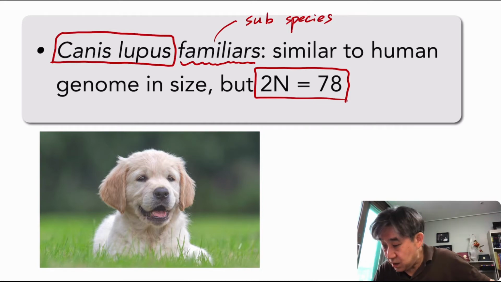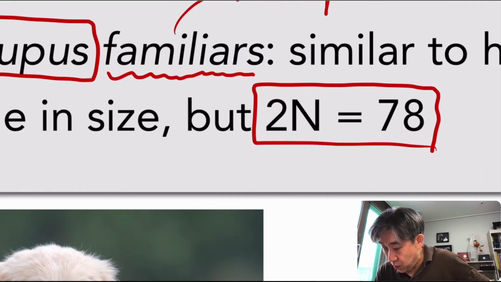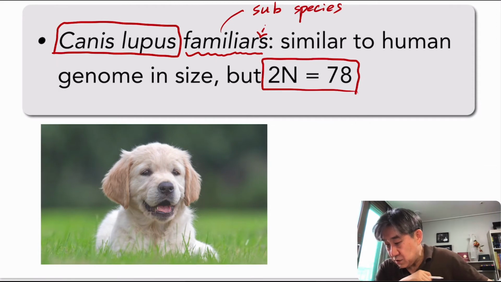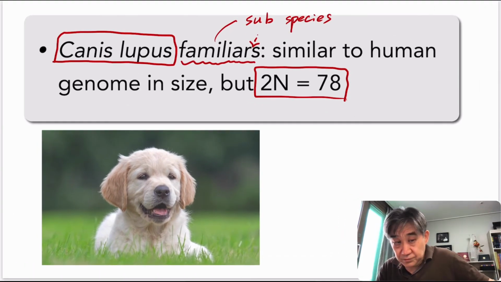Familiaris. Actually there is a typo, so instead of familiar, there is one I missing. Sorry about that. Canis lupus familiaris is the full scientific name of dogs. So the point here is that its genome size is very similar to that of a human. That means the entire DNA consists of about 3 billion nucleotide pairs, just like humans.